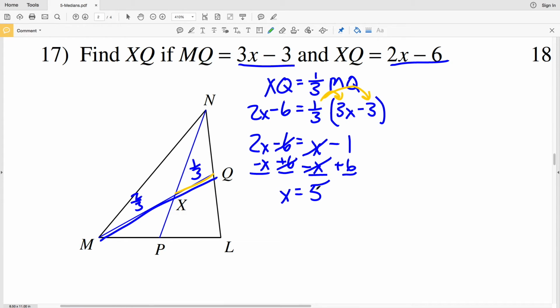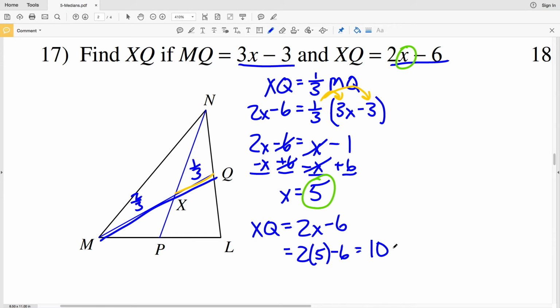So knowing that x is equal to 5, I can plug that value of x, which is 5, in for XQ, 2x minus 6. So knowing that XQ equals 2x minus 6, I'll plug in 5 for x, so I'll get 2 times 5 minus 6, which is 10 minus 6, which equals 4. XQ equals 4 in number 17.